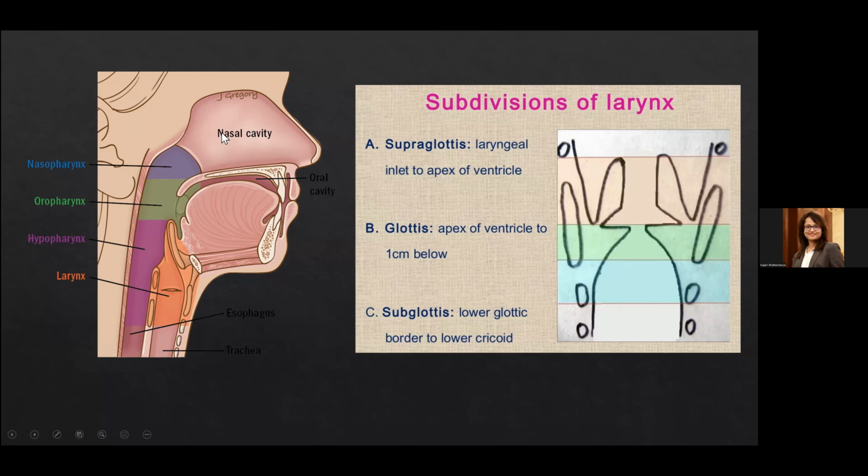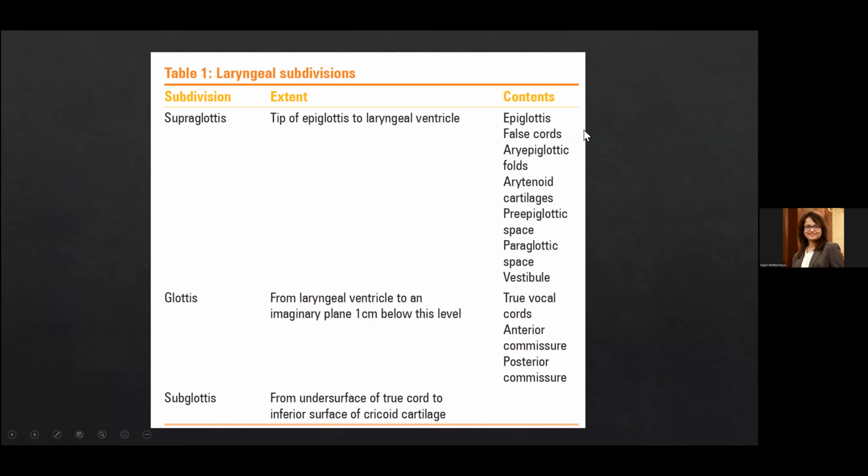Now the supraglottis, the important contents include the epiglottis, the false vocal cords, and the aryepiglottic folds. Other than that, there are arytenoid cartilages and two very important fat-containing spaces, that is the pre-epiglottic space and paraglottic space, and we'll see how to identify them and their involvement. Next is glottis. So glottis, most important contents are obviously the true vocal cords, and then the anterior commissure and posterior commissure. So let's see the framework of the cartilages and the bones which are present in the larynx.